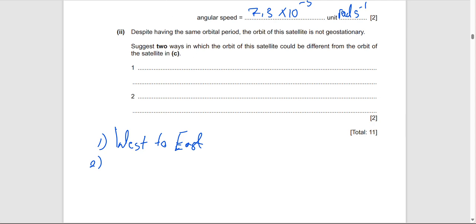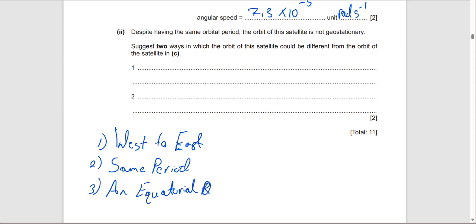Second condition, the period has to be the same. So the Earth's period is 24 hours, same as the satellite. So it has to have the same period. And then the third one, it has to be in an equatorial orbit. So it has to be in equatorial orbit, like that.